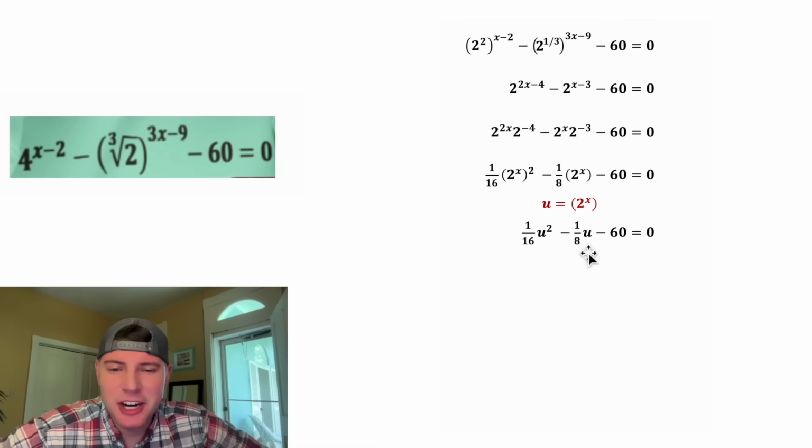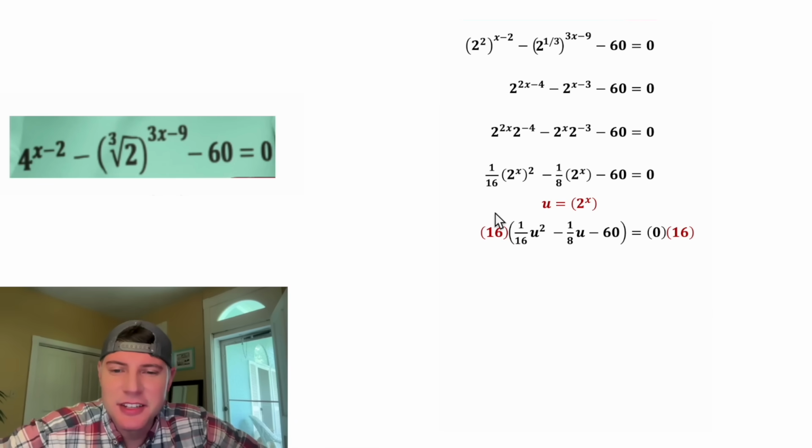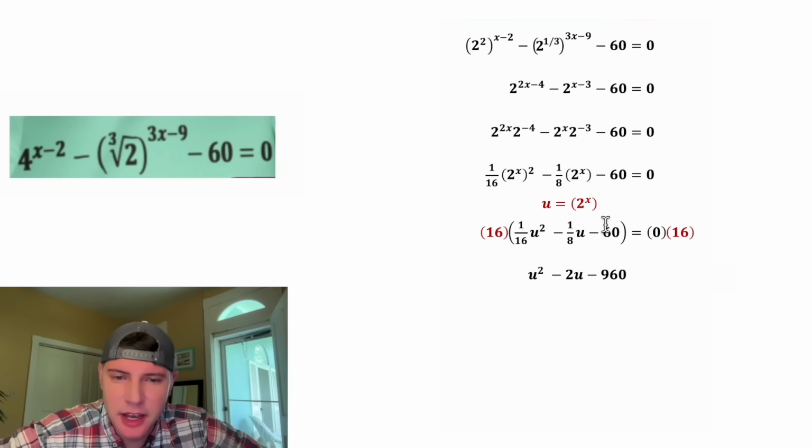I don't really like fractions, so let's multiply both sides of this equation by 16. This 16 is going to distribute to all three of these, which will give us u squared minus 2u minus 960. And on the right-hand side, it's still equal to 0.